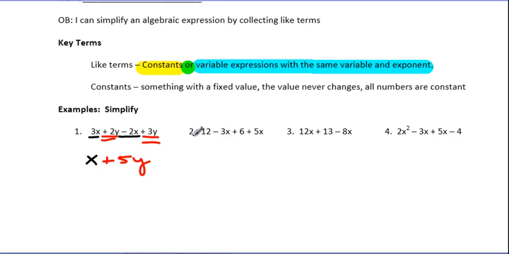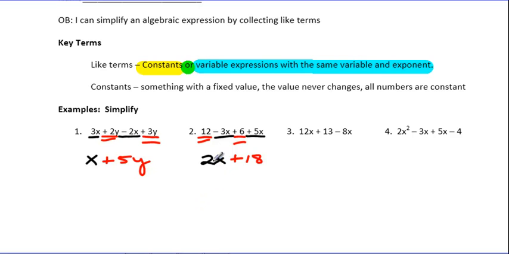Let's move on to number 2. I see 12 is a constant, minus 3x, that's a variable term, plus 6, which is a constant, plus 5x. Again, I have constants and variables. I'm always going to start with my variables. I have negative 3 and positive 5. Different signs, we subtract, keep the sign of the bigger number. Then I have constants. Positive 12, positive 6, same sign, add, keep the sign. There you go. That is simplified.